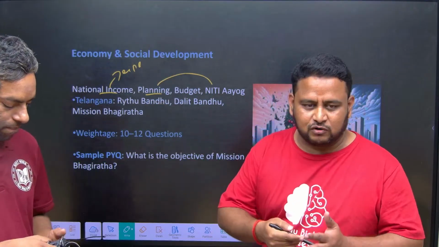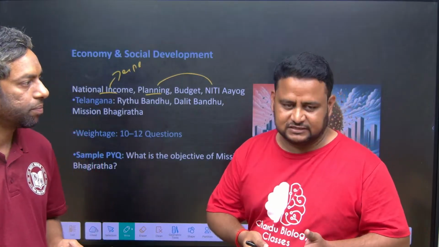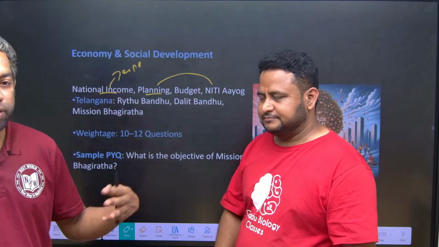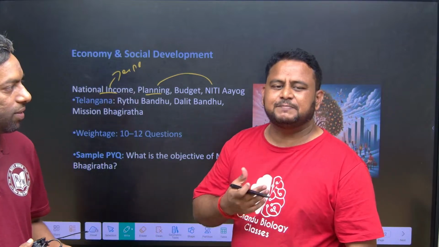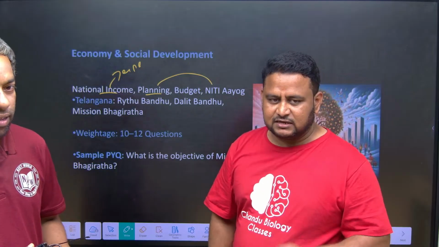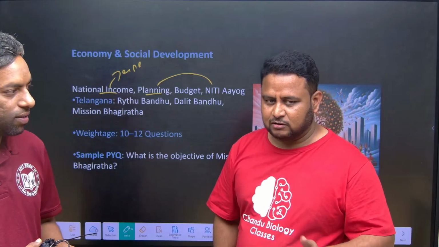What was the first plan about? What is the Mahalanobis model? When did which plan talk about self-reliance? All these things you must know. What are the objectives of the plans? You need to know the objectives of everything in the plan. What is the main objective of the plan? There was a plan with a slogan. There was a plan called the three-year plan. What is a rolling plan? All these things you must be knowing.